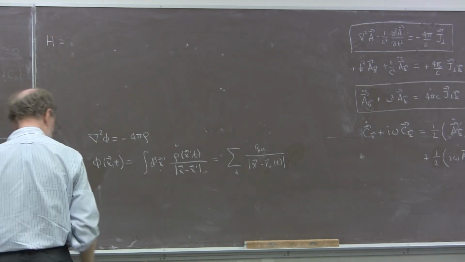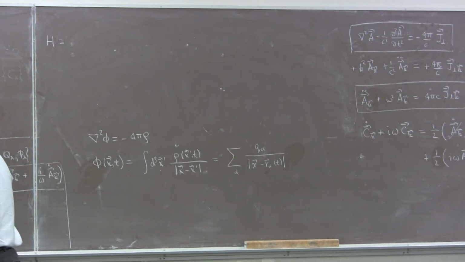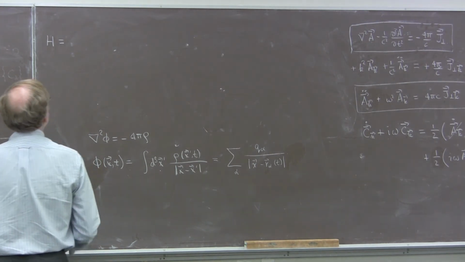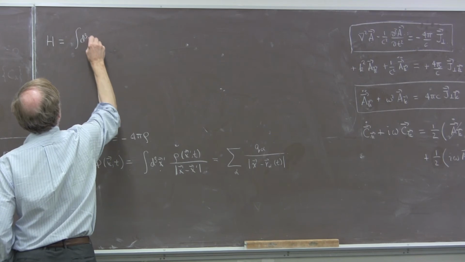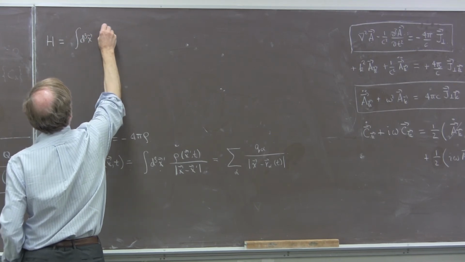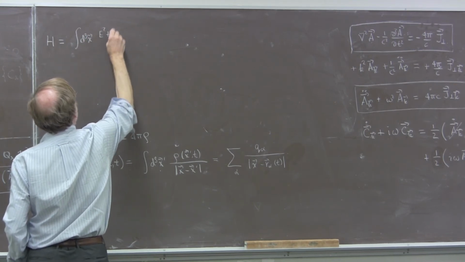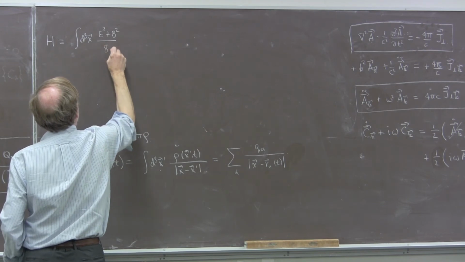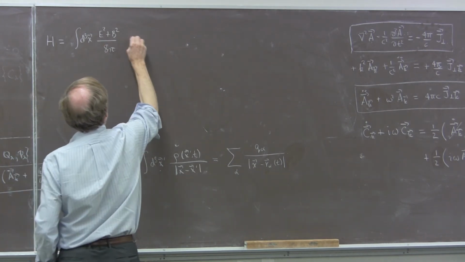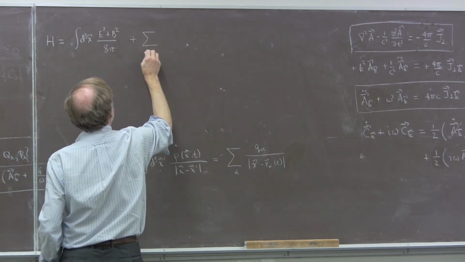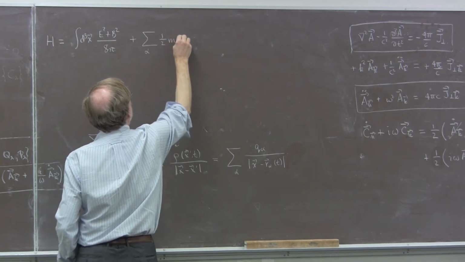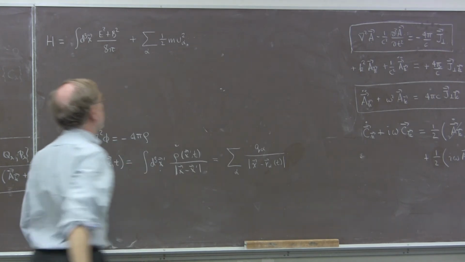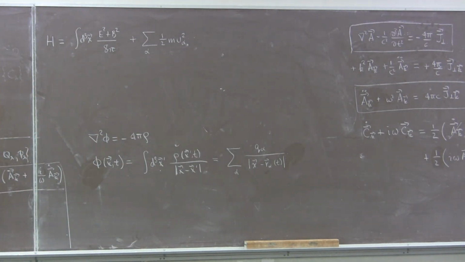What is it? Well, for the field part, it's the same as before. It's going to be the integral over space, d cubed x, E squared plus B squared over 8 pi. That didn't change. But for the matter part, let's put in the kinetic energy of the matter, sum on alpha of 1/2 m v alpha squared, like this. So add the kinetic energy of the matter plus the energy of the field.